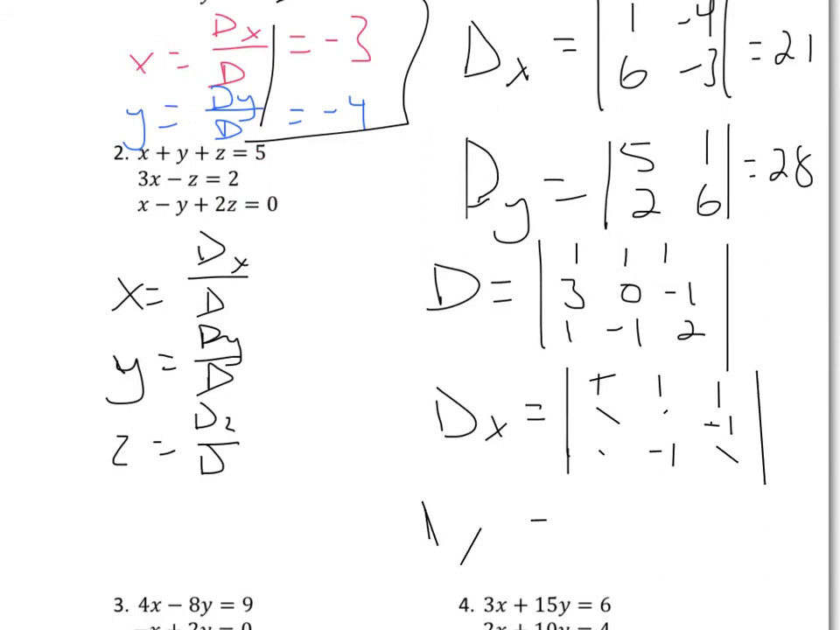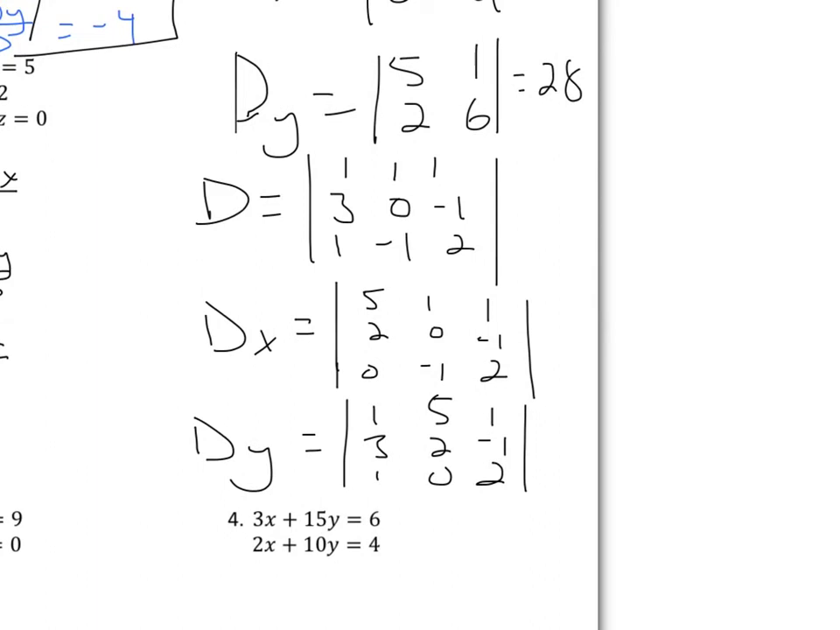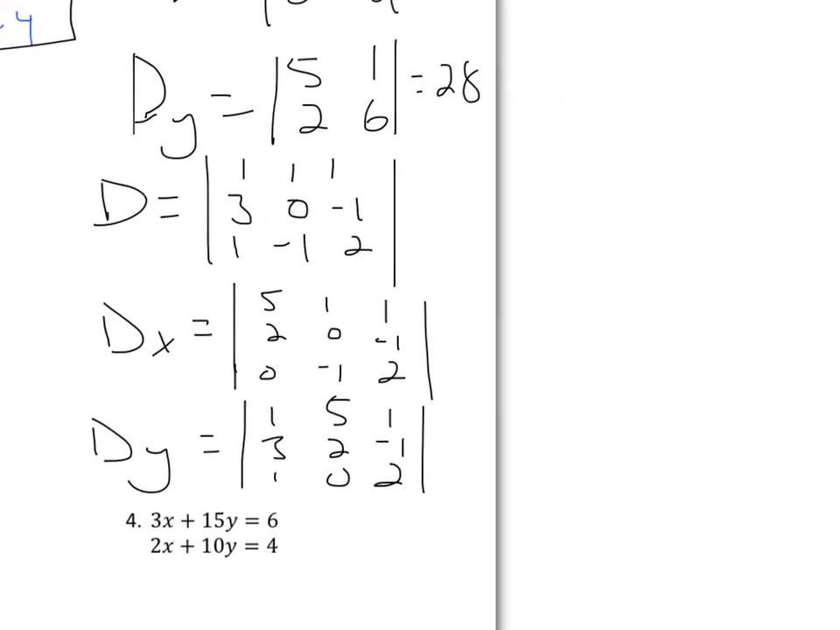dy, the same thing with the second column. 1, 3, 1 doesn't change, 1, -1, 2 doesn't change, but our 5, 2, 0 goes in the middle. And lastly, dz. I don't have room for dz, I'll figure it out. Okay, let's start working. dz is 1, 3, 1 doesn't change, 1, 0, -1 doesn't change, and our 5, 2, 0 goes at the end.